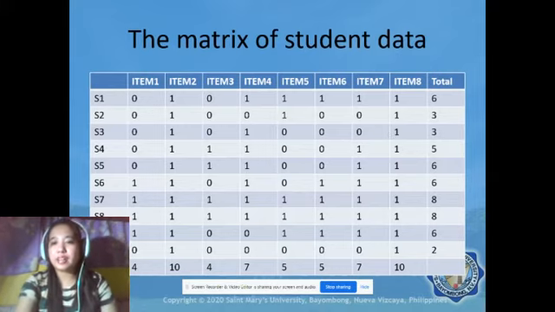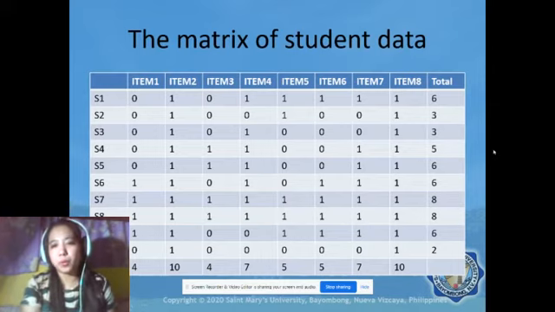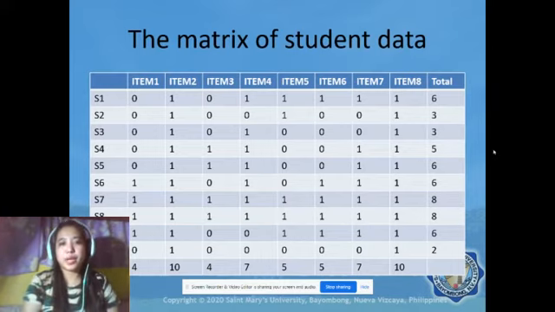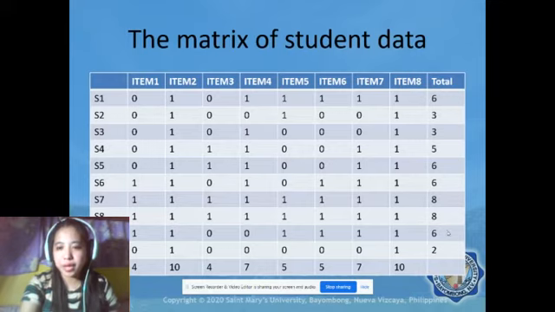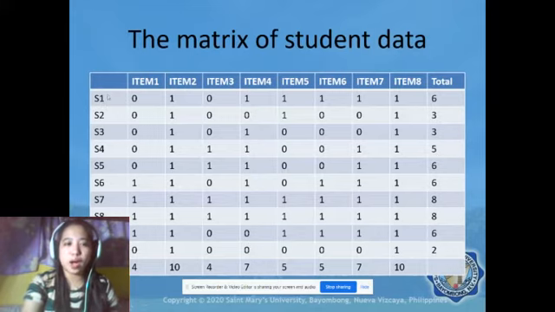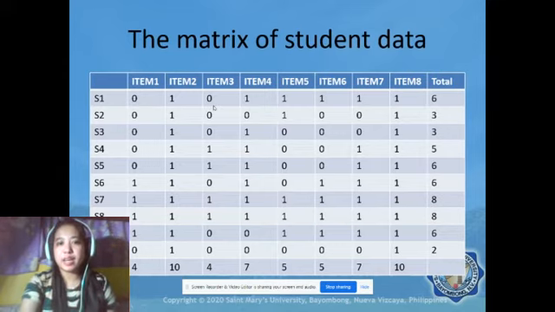And the last row and the last column is the total. The last column corresponds to the scores of each of the students. As you can see, for instance, student 1 did not get item 1 and item 3, but the student got correct answers for items 2, 4, 5, 6, 7, and 8, which means that his or her score is 6.